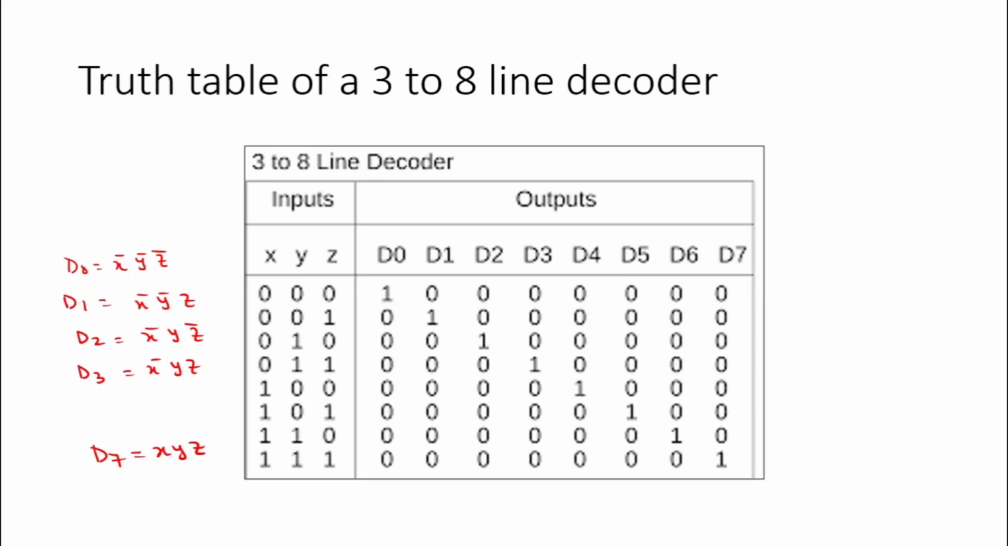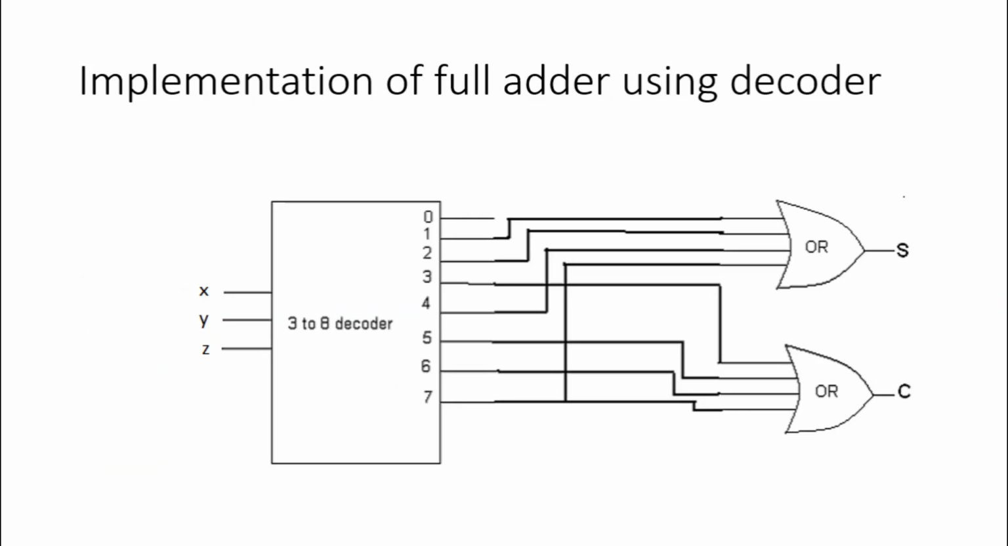So this decoder provides the 2 to the power n minterms of n input variables. Since any Boolean function can be expressed in the sum of minterms canonical form, one can use a decoder to generate the minterms and an external OR gate to form the sum. In this way, any combinational circuit with n inputs and m outputs can be implemented with an n to 2 to the power n line decoder and m OR gates.